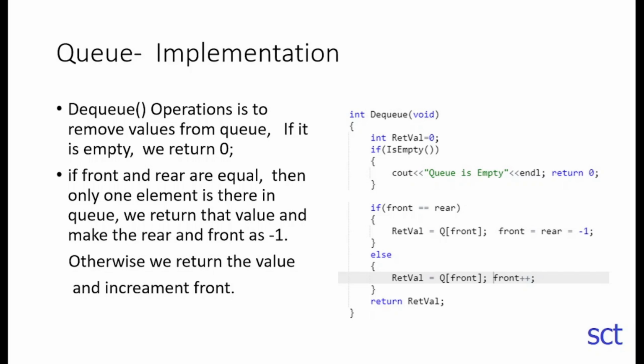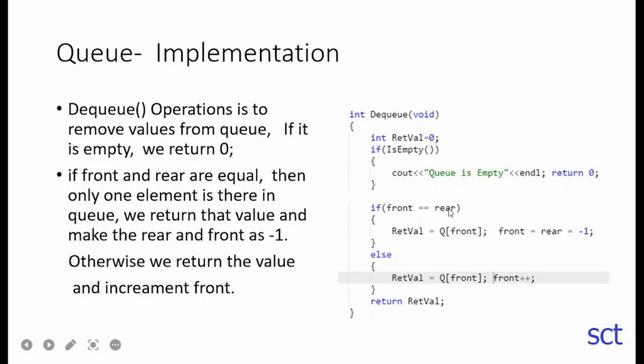So, it will take the first element, later on it will increment the front to the next element, which will become 1. It will check whether the queue is empty or not. If it is empty, it will give a message saying this queue is empty and then return 0. If front as well as rear are the same, then return value, which I am declaring here, is equal to q of front. That means if it is going to be 4, it is going to be q of 4, and then you have front equal to rear equal to -1.